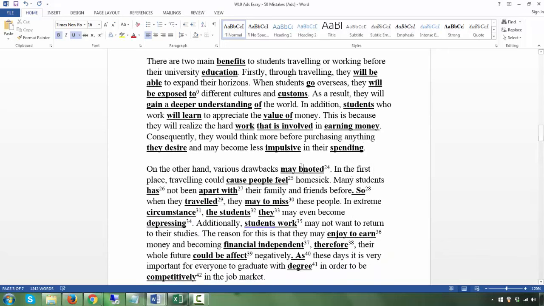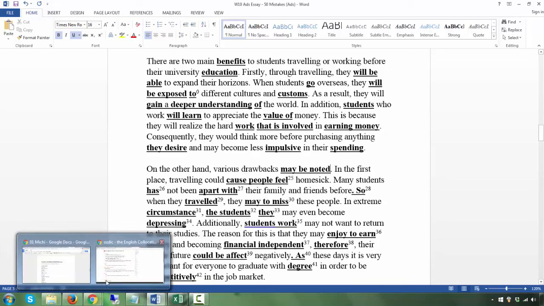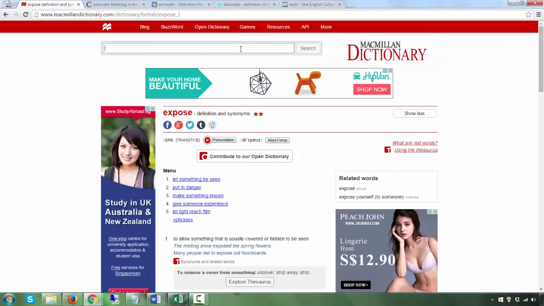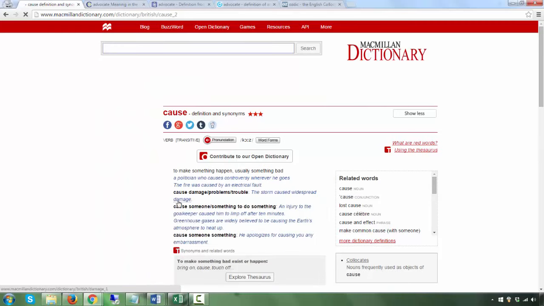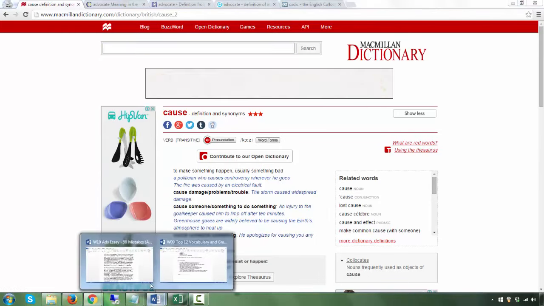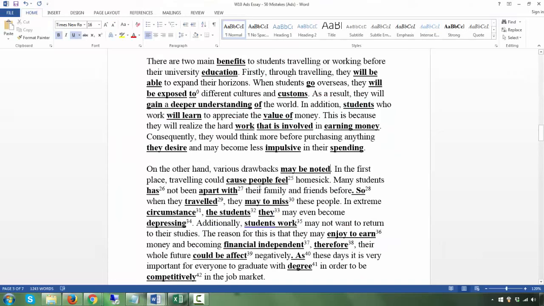On the other hand, various drawbacks may be noted. Okay, this is in the passive. In the first place, traveling could cause people feel. If you have gone through my REAR and the power, the result verbs, you would see the pattern of cause. Cause as a verb. Okay, this is not the noun version but the verb. The pattern for cause is cause someone to do. So here it will be cause people to. Okay, you're missing the to there.